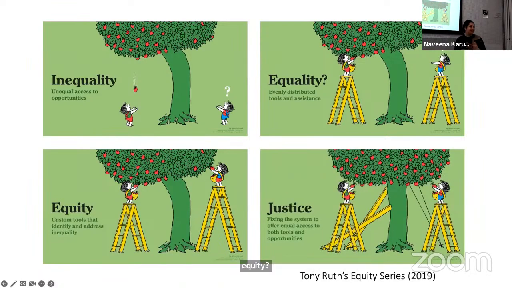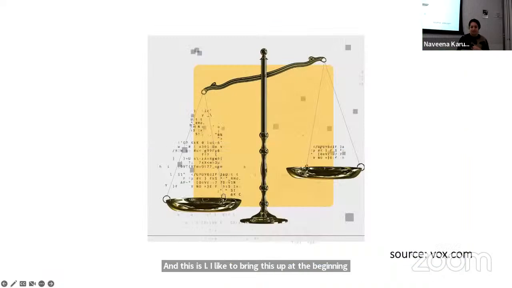And then justice is our approach to fixing the system. So thinking about how do we offer equal access and opportunities to people by fundamentally changing what is wrong with the system that was causing the inequality in the first place. And so throughout this talk, I'm going to talk a lot about justice. And I like to bring this up at the beginning as sort of a grounding way to think about, okay, what do we mean when we say justice?